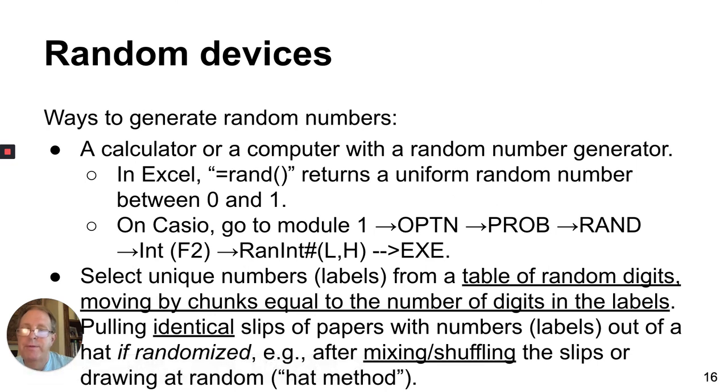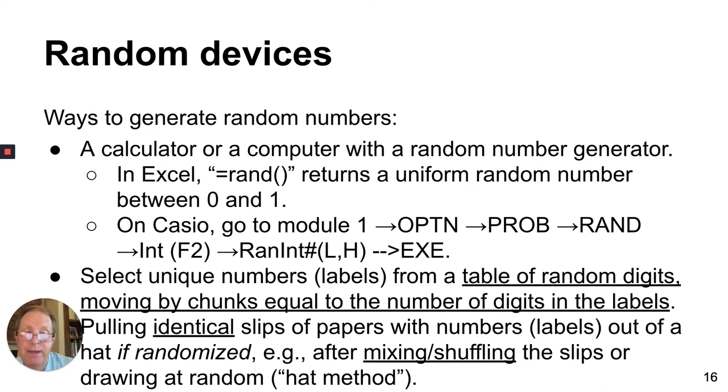Another random device that you can use is a hat. This is called the hat method. In this method, we put every individual's name on identical slips of paper, and we put all of those slips of paper in a hat.